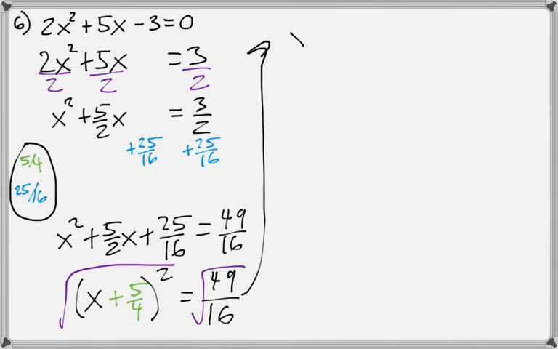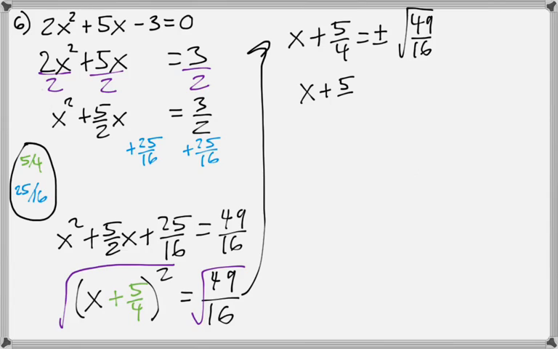And that gives us x plus 5 over 4 is equal to plus or minus the square root of 49 over 16. So you can actually take the square root of 49 and 16, and you get 7 over 4. Then I want to move that 5/4 over.